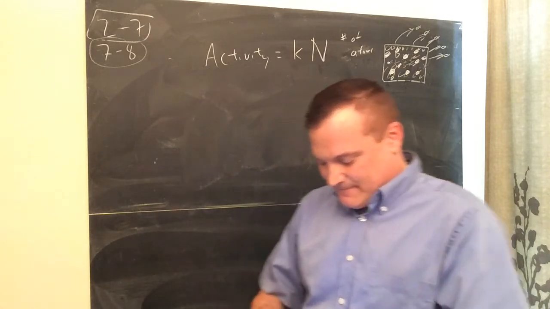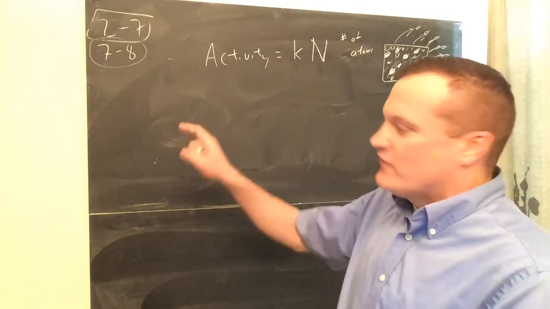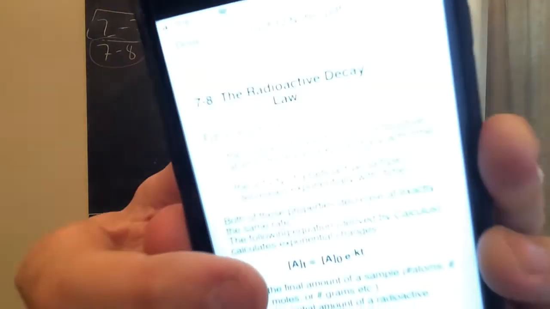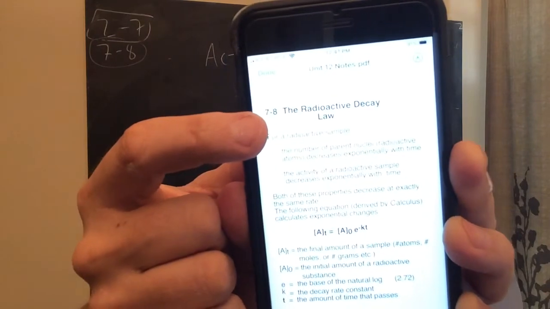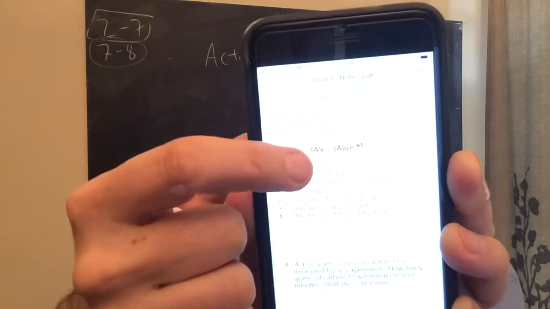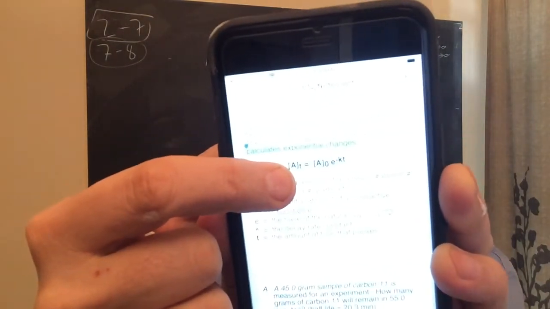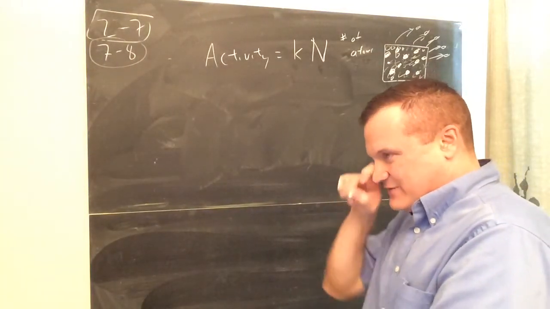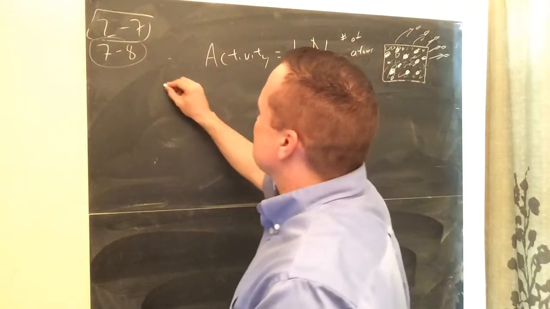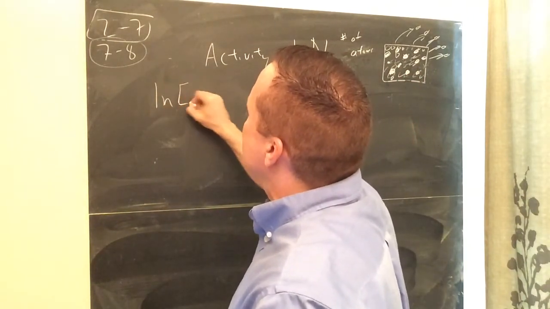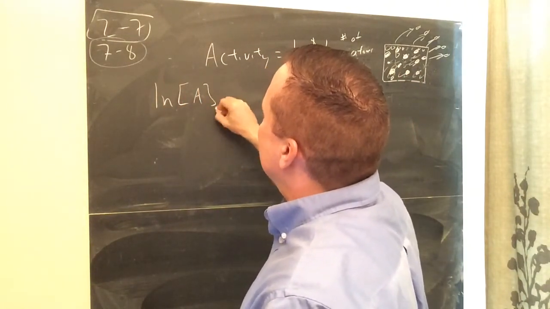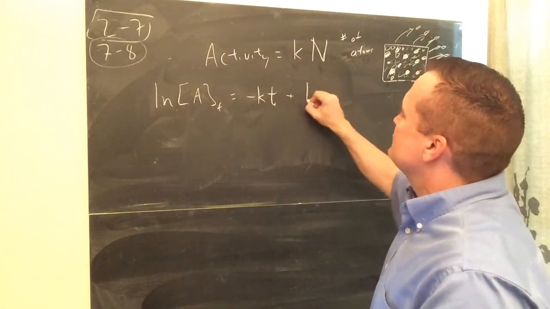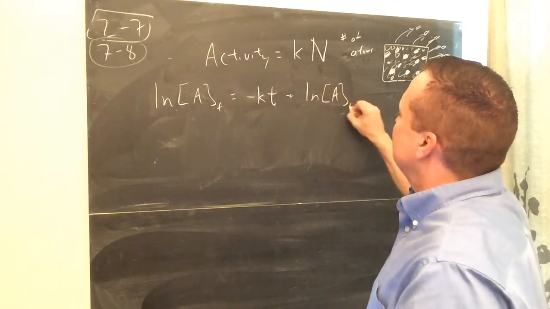Okay, we give this thing on 7.8 called the radioactive decay law. But we don't really need that. That just comes from the rate law that we'll show you. It's first order. So remember, natural log of the concentration of A final is equal to negative kt plus the natural log of concentration of A initial.